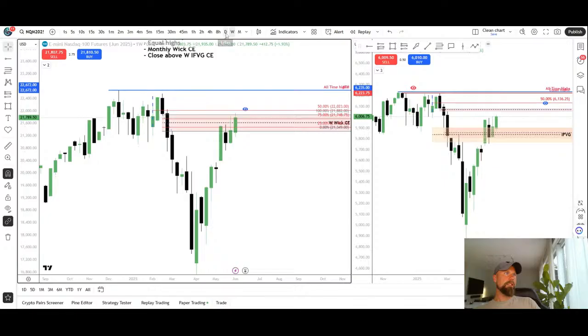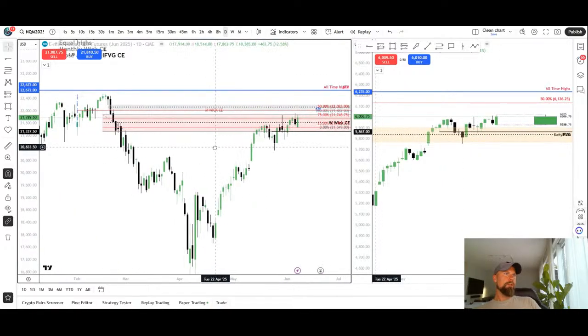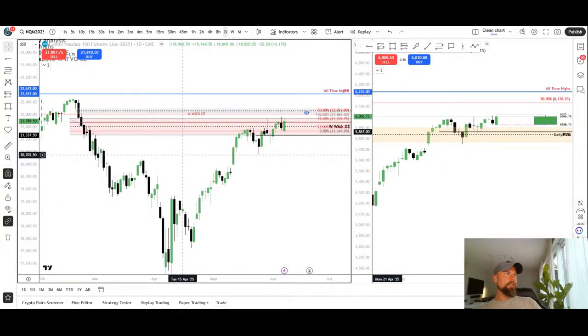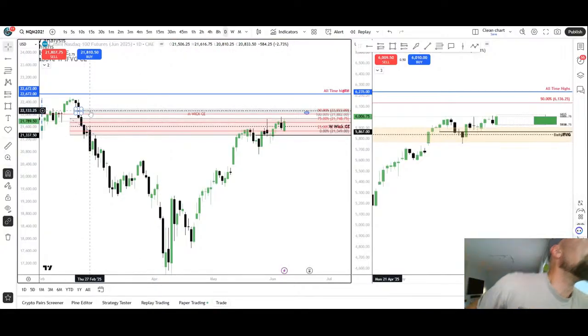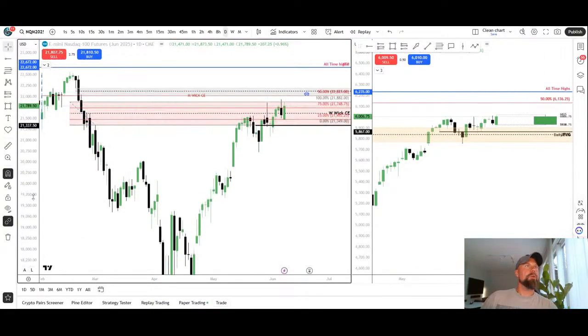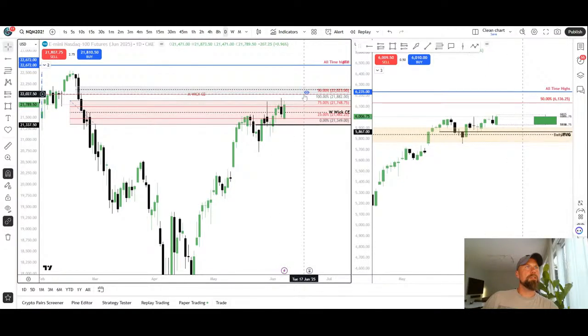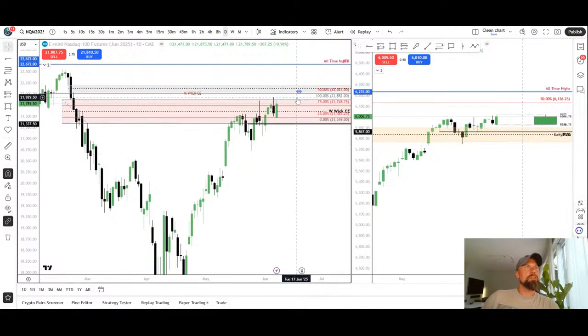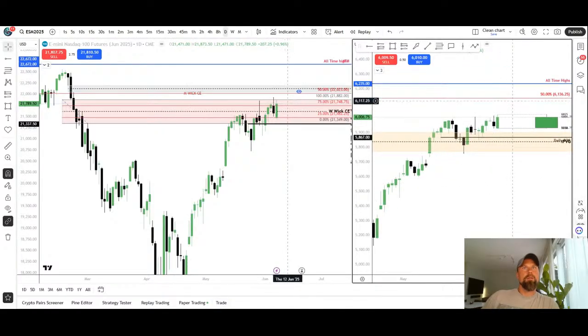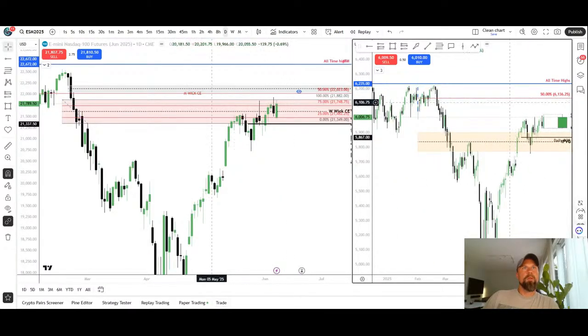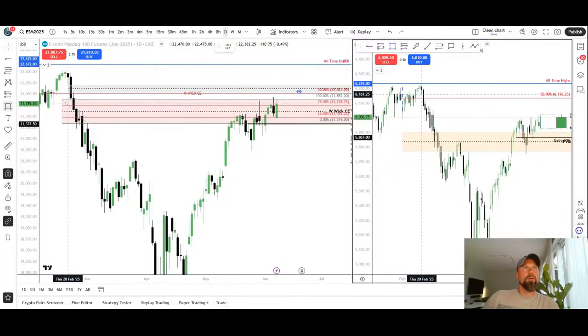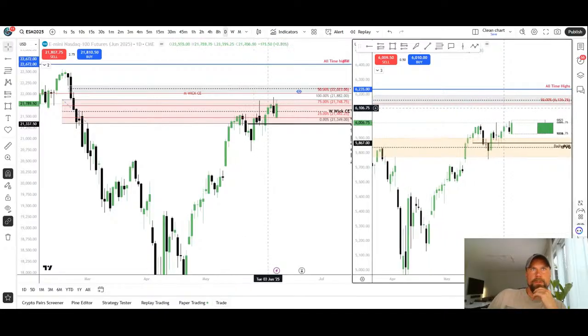We now go down to the daily chart. It's starting to get a little bit more interesting here. We have here a daily fair value gap alongside this monthly target, the wick CE. So this is my weekly target. And for ES, the target is still the weekly wick here. We have a fair value gap here on the daily at the same levels. So I think we will pump up this week.